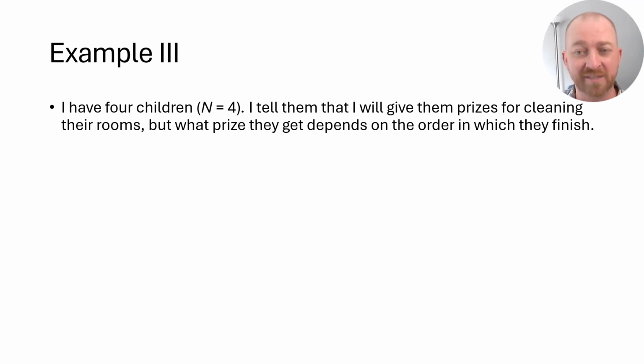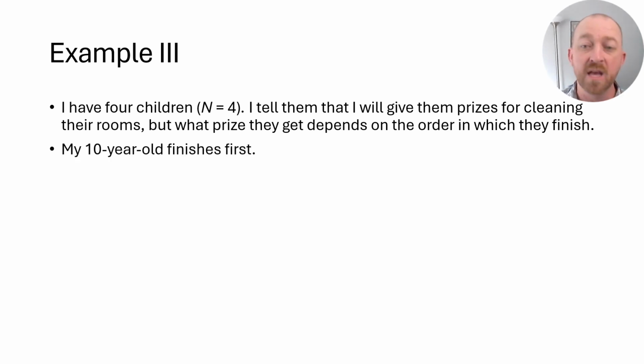I'll give you a prize depending on how quickly you finish. If you're the first one to finish, I'm going to give you a big prize. If you're the second one to finish, I'll give you a slightly smaller prize. And if you're the third to finish, I'll give you an even smaller prize. And if you're the last one, I'll get you a very small prize, or maybe no prize, depending on what kind of mood I'm in, right? So if my 10-year-old finishes cleaning his room first, that's great. I now know who's won the contest, right? It's sealed. I can give him his first prize. But I don't know what the order of the next 3 is going to be.